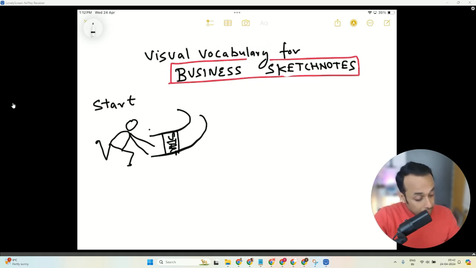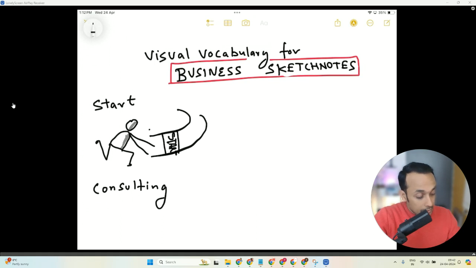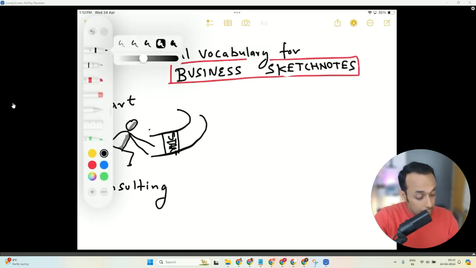Let's draw consulting. Let me also try to make shadow. For shadows, I will always reduce my transparency, and this is the shadow. I am reducing the transparency a little more.